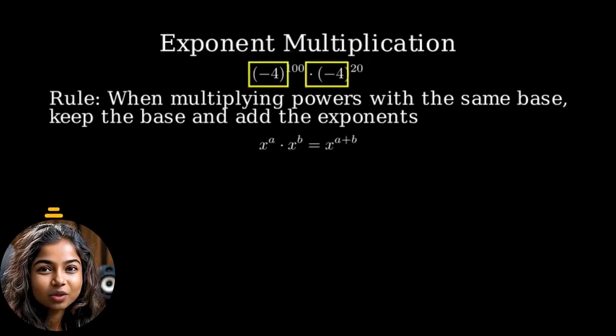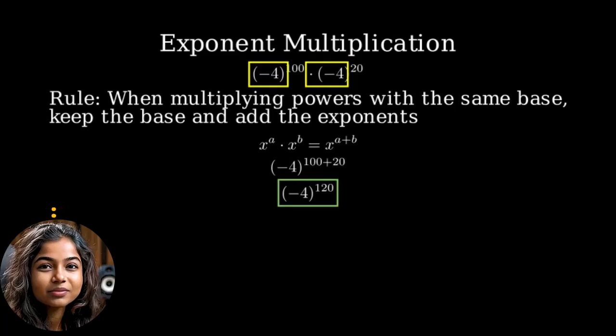We can see that both terms have the same base of -4. Therefore, we keep -4 as our base and add the exponents 100 plus 20. 100 plus 20 equals 120. So our final answer is -4 to the 120th power.